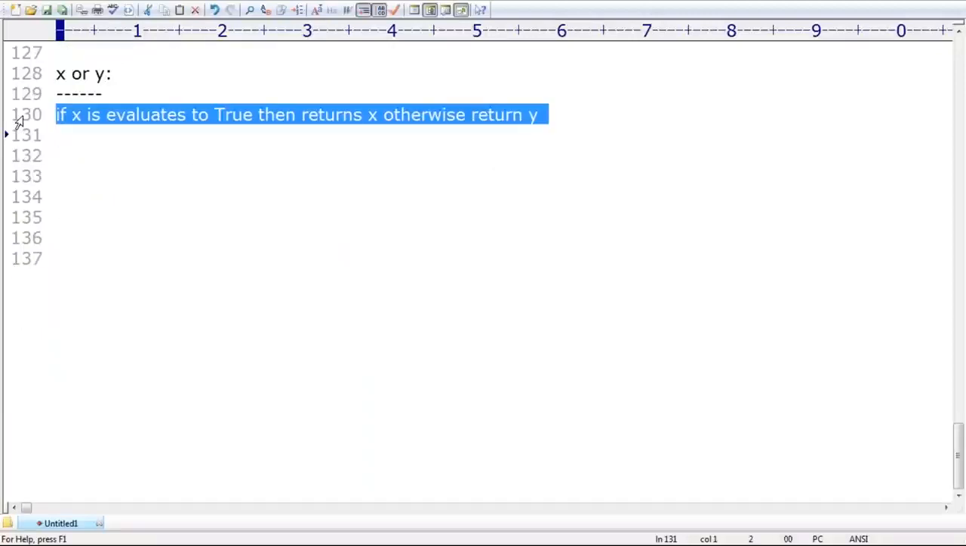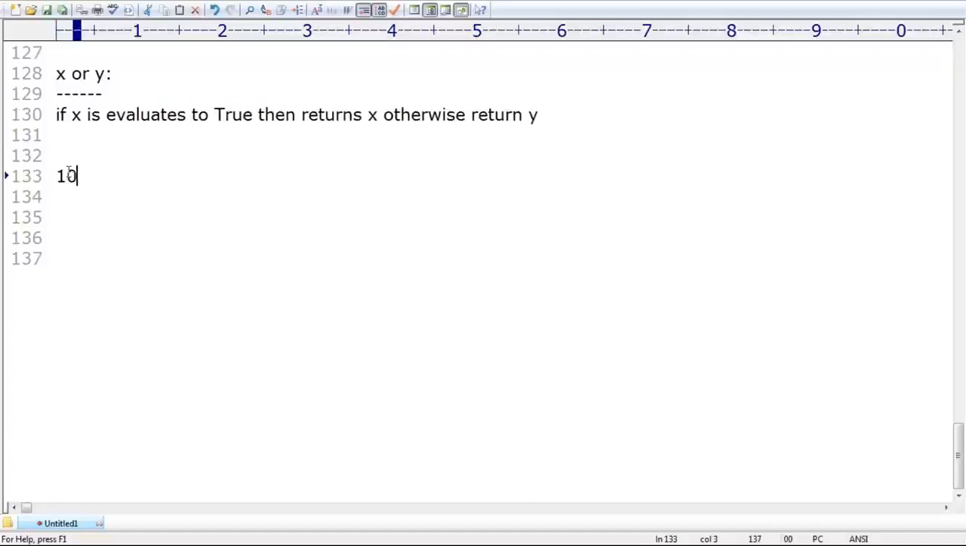Please read this line: if X evaluates to true, then return X, otherwise return Y. Can you please tell, 10 or 20? What is the answer? Please respond, each and every person. Sir, this is the OR operator. Is 10 true or false? If the first one is true, what is the need of comparing the second one? Directly return the first one only. So the answer is 10.